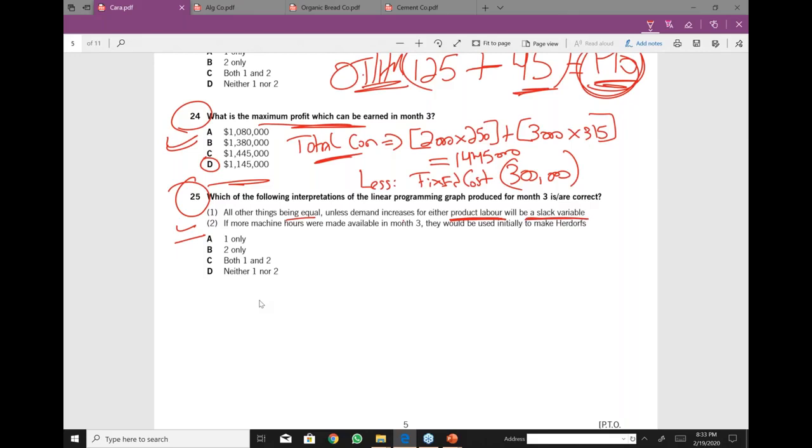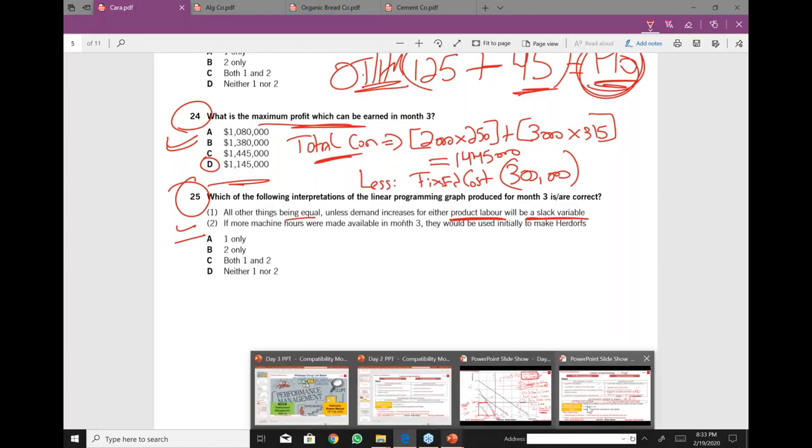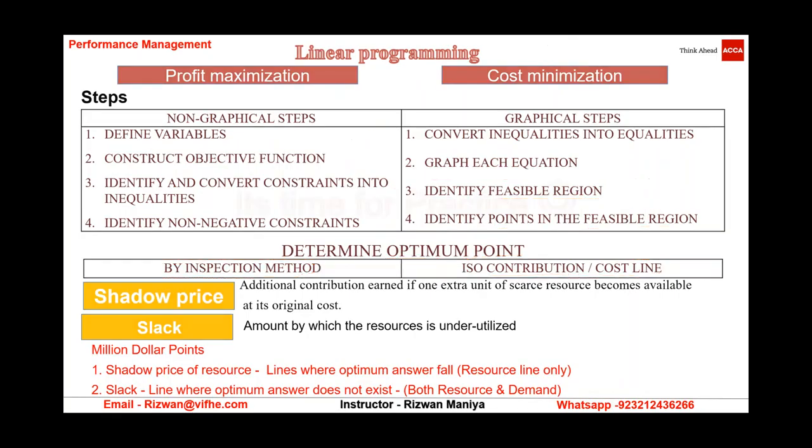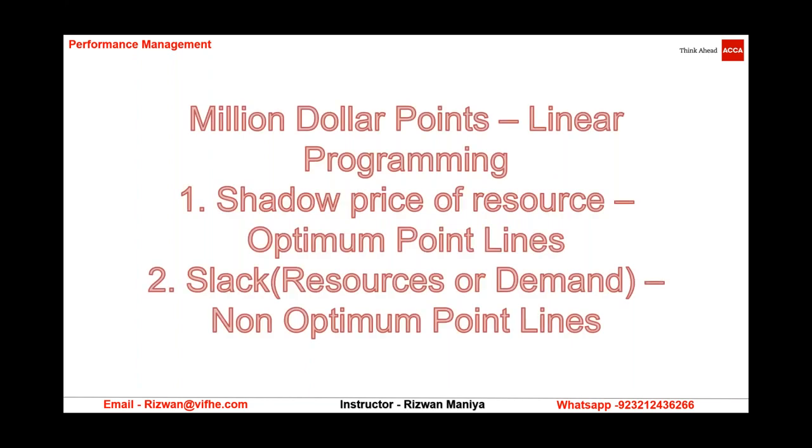Okay, now let me quickly tell you one thing. The important $1 million points. You need to remember these $1 million points. Those will definitely help you. Remember, shadow price will only be worked out for resource. Okay, resource means material is a resource, labor is a resource, and machine hours is a resource. So you work out shadow price for all the resources.